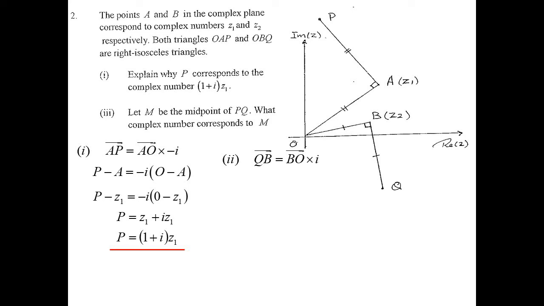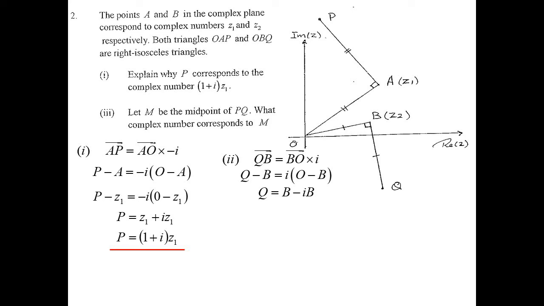Now, part 3, because there is no part 2, but I'm logically going to do the part 2 that should have been there, because you're going to need it to do part 3, if that makes sense. Part 3 said let M be the midpoint of PQ. So it makes sense that I have to find Q. I guess that's the logical part 2 that's not there. Find Q.